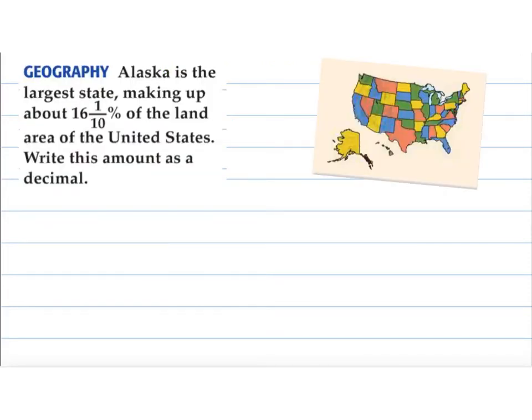Word problem. Alaska is the largest state, making up about 16 1/10% of the land area of the United States. Write this amount as a decimal. So what I'm going to do, I'm going to take that 1/10 and I'm going to write that part as a decimal, which would be like this. But now we got to get rid of the percent sign. To do that, move the decimal 2 spots to the left. So we would have 0.161, 161 thousandths. So that's the amount of land out of all of the United States. That is just Alaska.